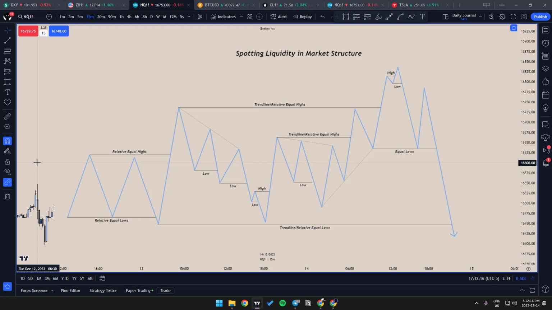So the main types of liquidity I use, this is pretty much all I use, is trendline liquidity, and then I have retail support and resistance. I do not use inducement. Sorry, my throat is a little dry.